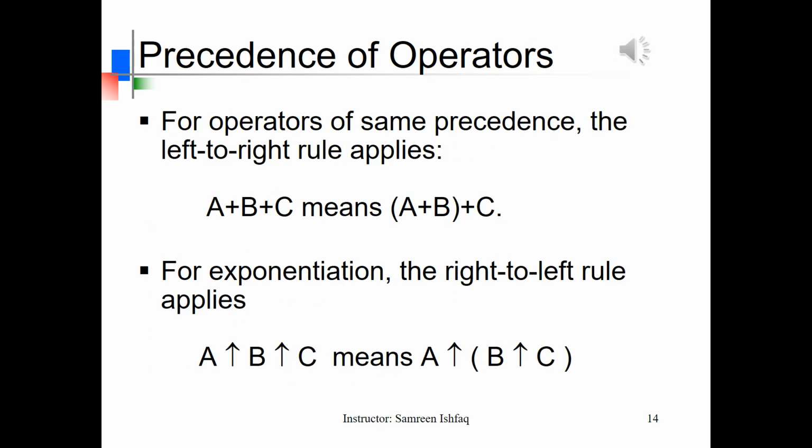For operators that have the same precedence, the left to right rule applies. In this example, A plus B plus C, we will solve A plus B first, then plus C. But for exponentiation, the right to left rule applies. For example, if you encounter A power B power C, we will solve B power C first, then A power the answer of B power C.